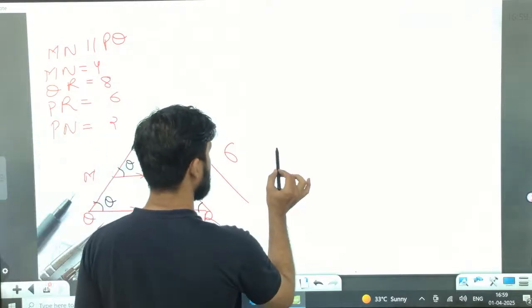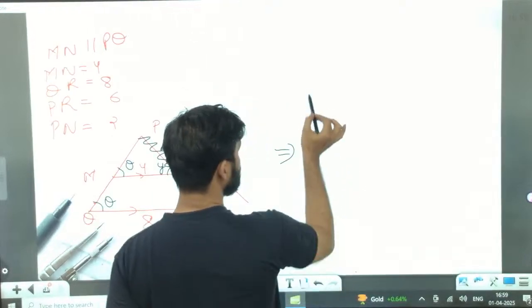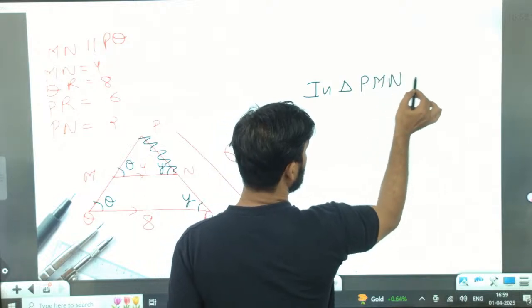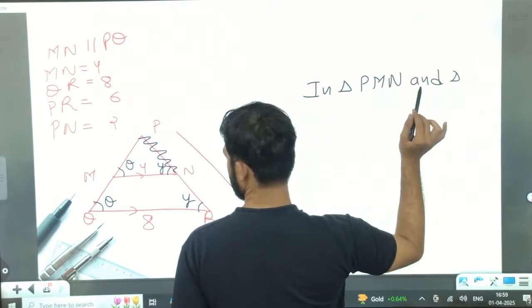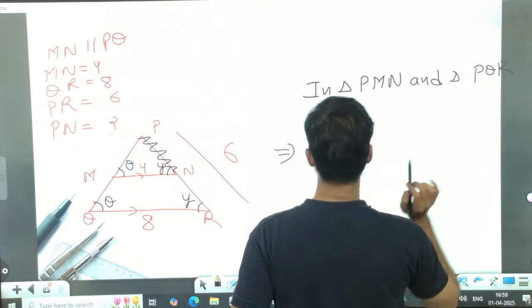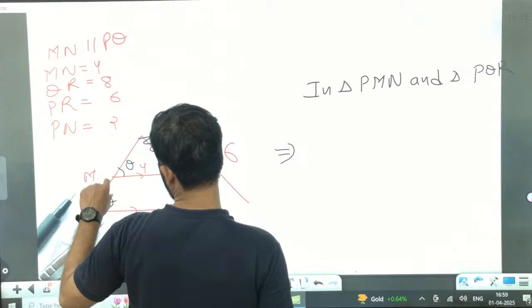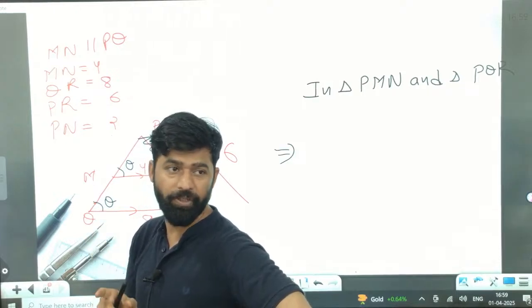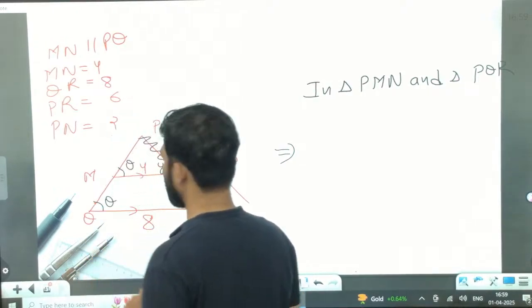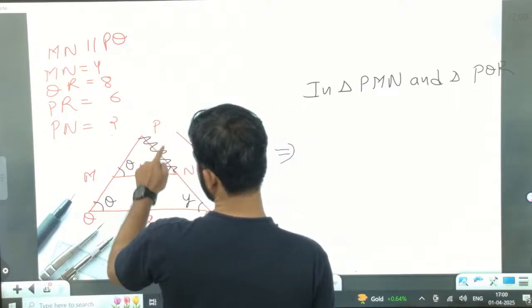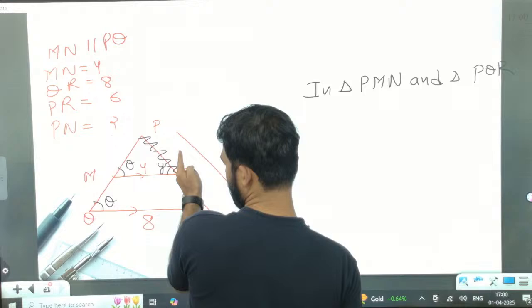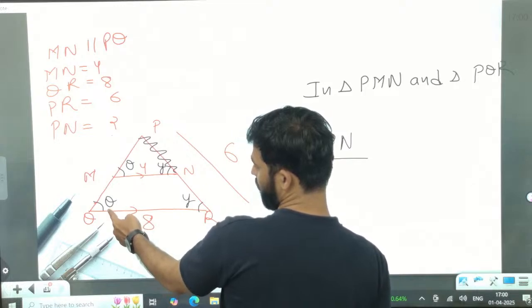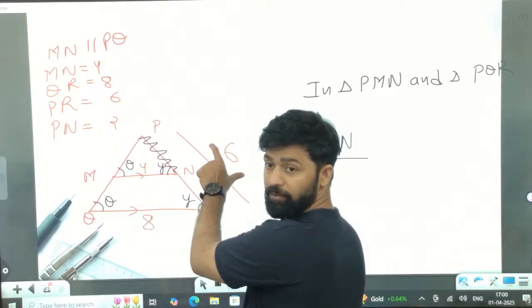So I can take the sides. I'm taking two triangles: the smaller one, PMN, and triangle PQR. My suggestion is very simple: we will take that side first which we have to find out. What we have to find out in this question is PN. So in small triangle PMN, in front of this theta there is PN. In the bigger triangle, in front of this theta, there is PR, and the length of PR is 6.